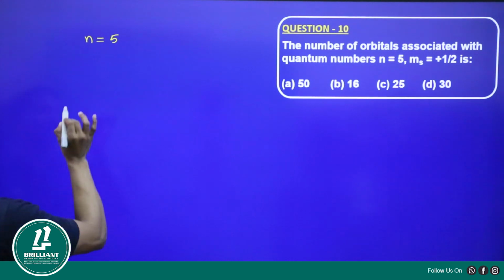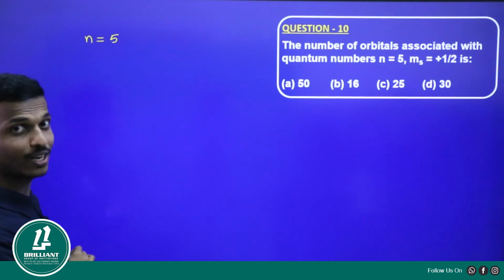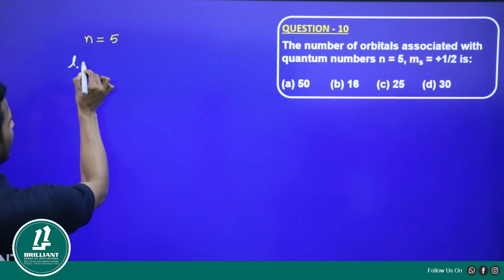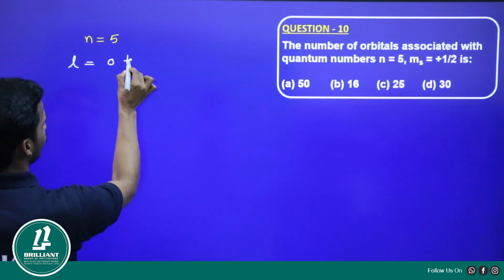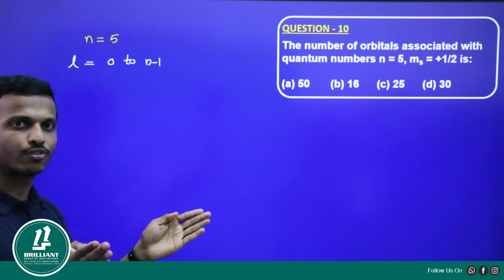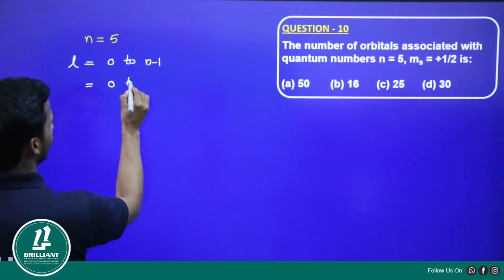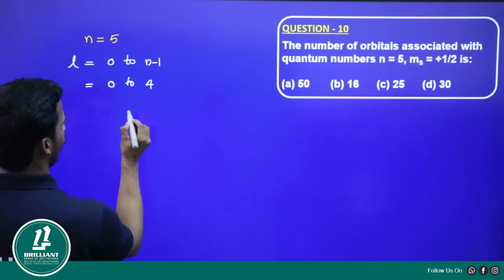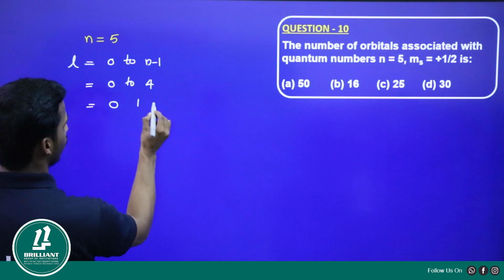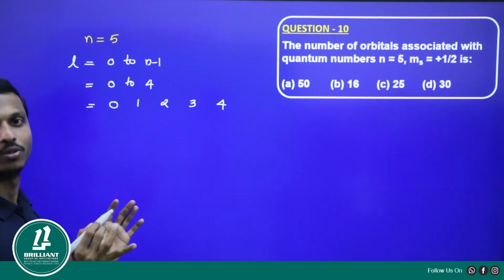Okay student, here n is equal to 5, which means we can calculate the azimuthal quantum number, right? What is azimuthal quantum number? L, that is 0 to n minus 1. You know, azimuthal quantum number ranges from 0 to n minus 1. So the value will be 0 to 5 minus 1, that's equal to 4. So the values are 0, 1, 2, 3, 4. These are the values of azimuthal quantum number.